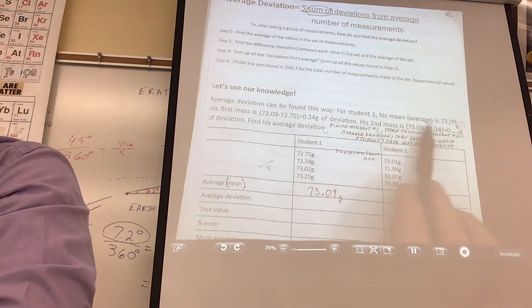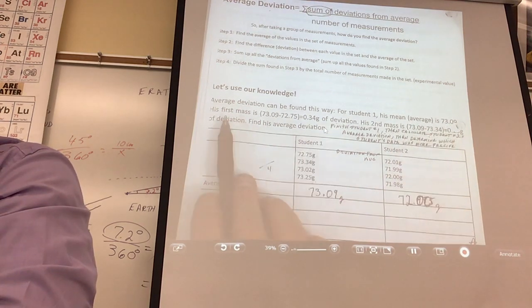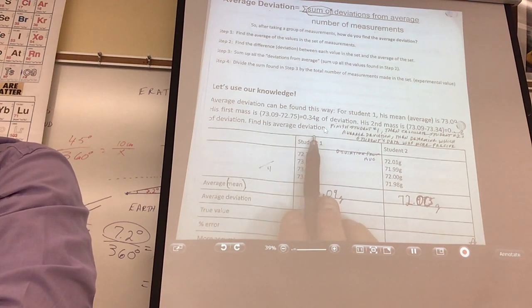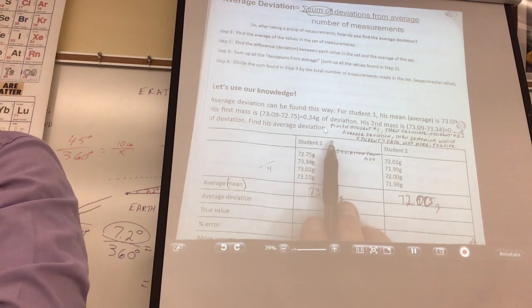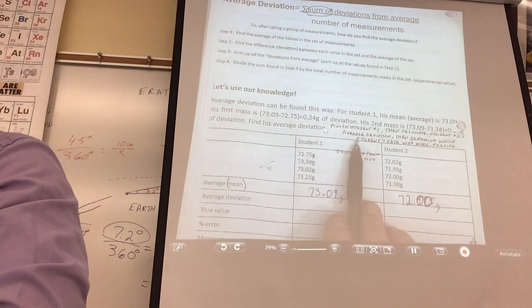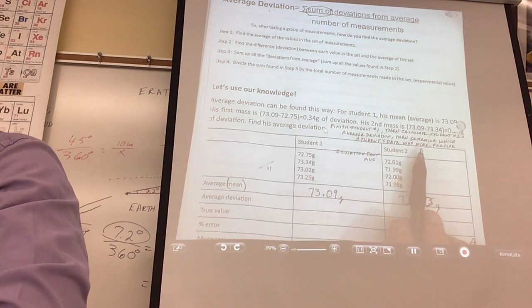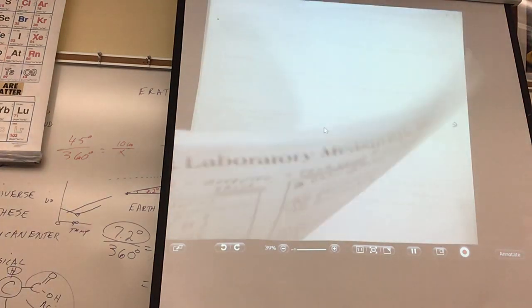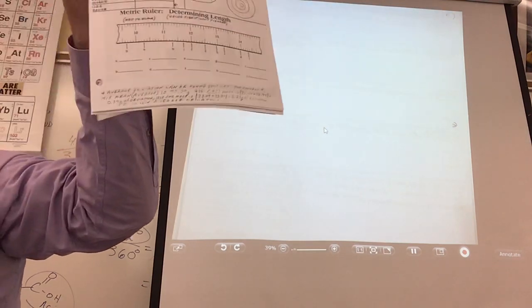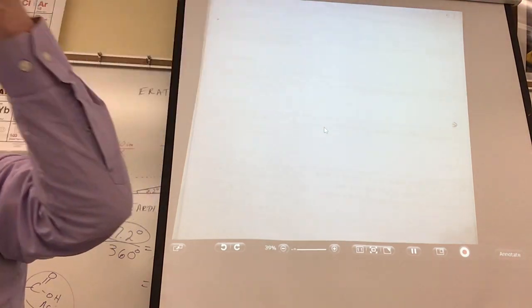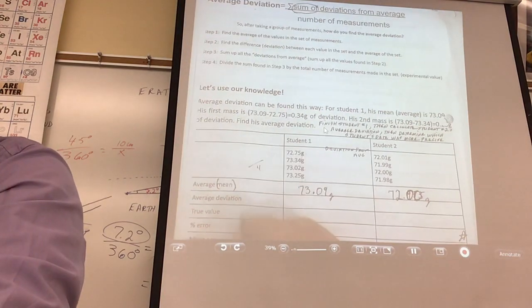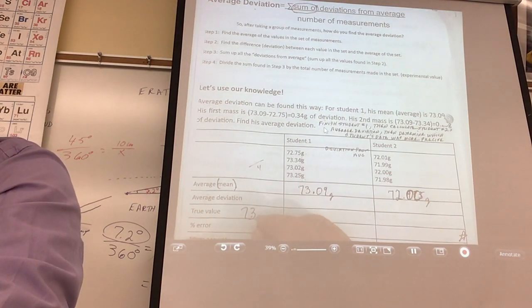Student 1, his average is 73.09. Wait, where is it? I had somebody type this one. It never tells you the truth. Let me look on the next page. See, the next page is not typed. Okay, the true value is 73.00. Sorry, they were supposed to write that down here.